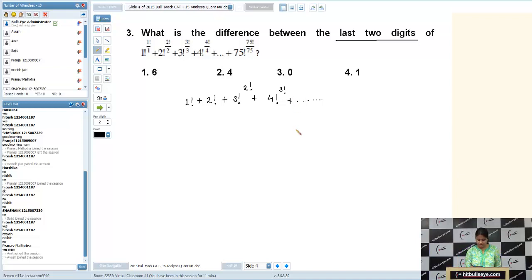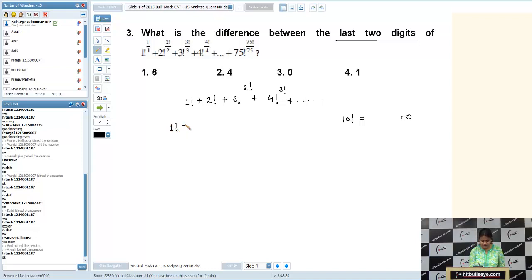As we know, 10 factorial will end in two zeros. That's why we will not consider all the terms starting from 10 factorial. From 10 factorial onwards, every term will end in double zeros. That's why it will make no difference to the answer. So we can consider the first 9 terms: 1 factorial, 2 factorial, plus 3 factorial, which is 6 raised to power 2, 4 factorial, which is 24 raised to power 6. Then we have 5 factorial, 120. Now, see, 120 raised to power 4 factorial, and so on.